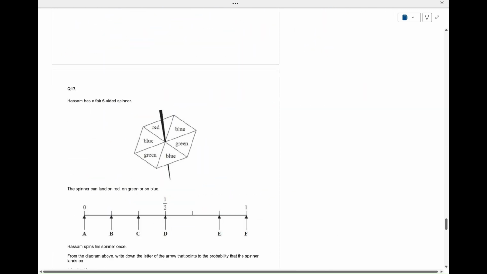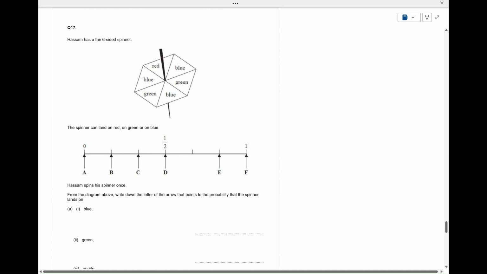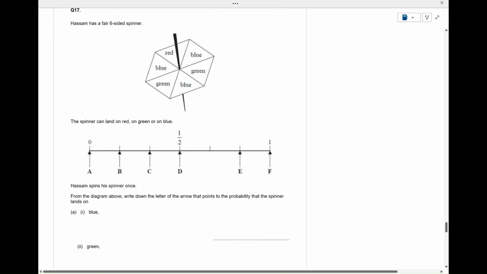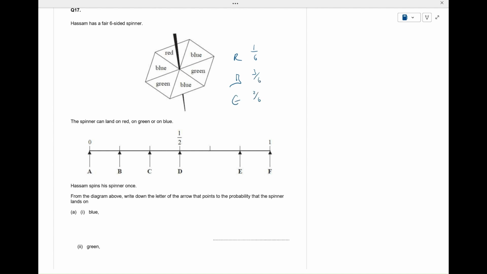Question 17. Hassan has a spare 6-sided spinner. Red, blue, green. Look at this. Red is 1/6, isn't it? Blue is 3/6. It's half blue, and green is 2/6. Let's not get caught out. The spinner can land on red, on green, on blue. Yes, I agree. He spins the spinner once.